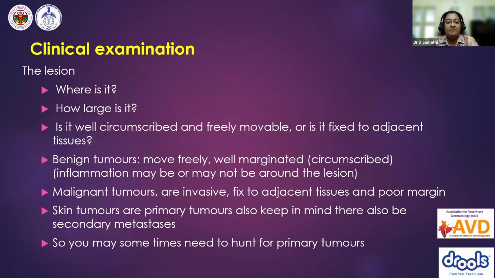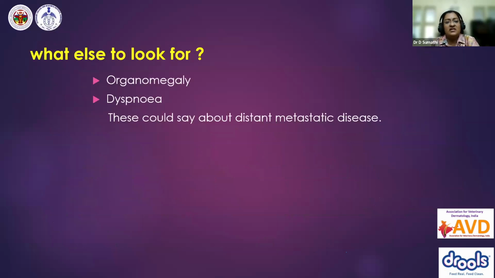Skin tumors are primarily primary tumors basically, and some of them have a secondary metastasis, and some of the internal tumors may also manifest on the skin at later stages. So you may have to look at which came first and hunt for the primary tumors. So what else to look for?